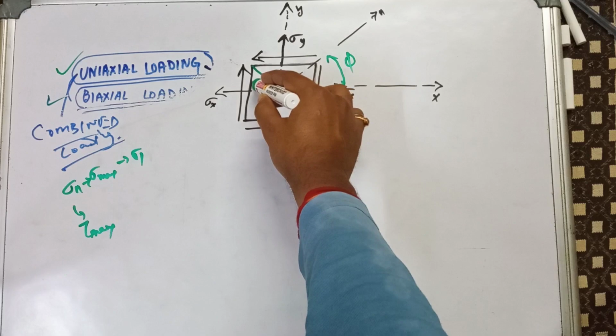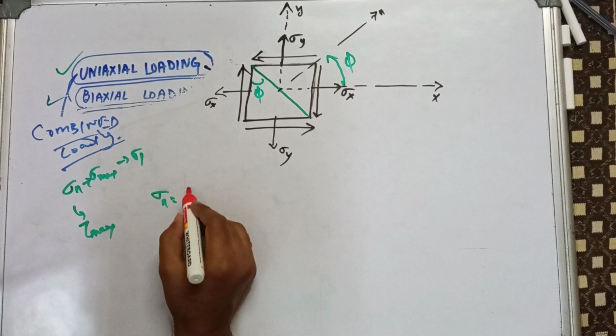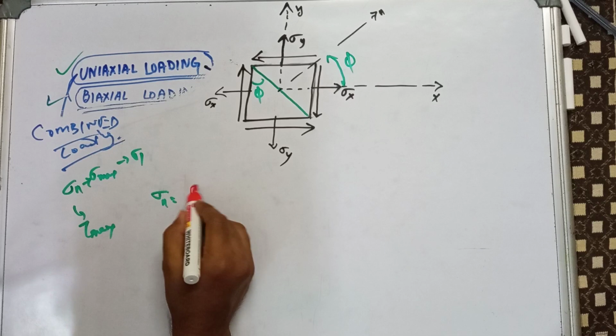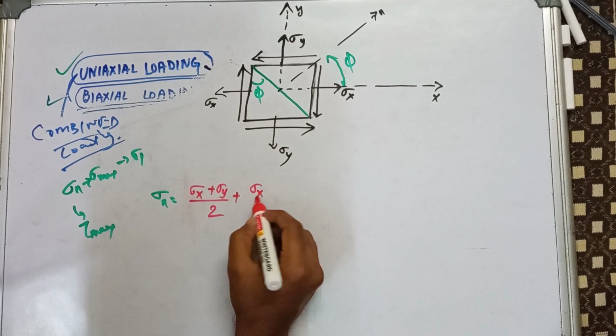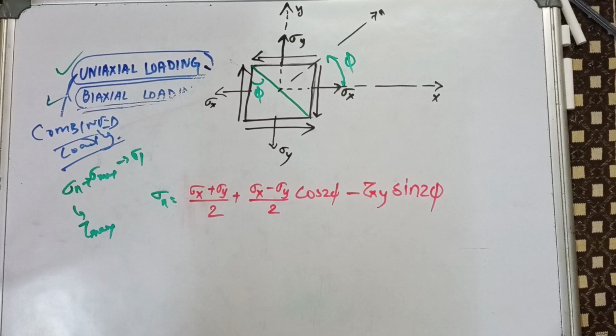Now, the final formula I am writing directly, my dear. Sigma normal I will get is sigma normal equals sigma x plus sigma y upon 2, plus sigma x minus sigma y upon 2 cos 2 phi, minus tau xy sin 2 phi. Now for the first time I have introduced this term tau xy.